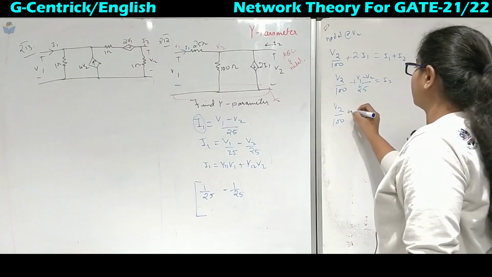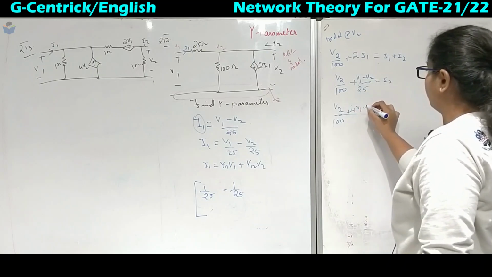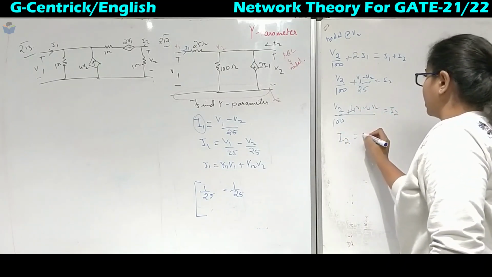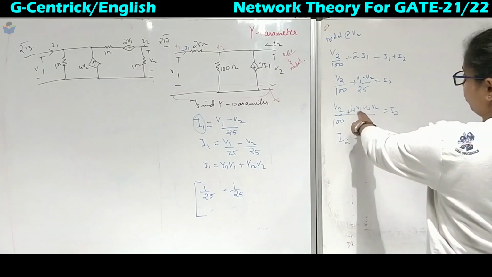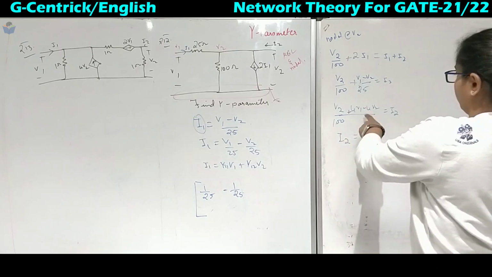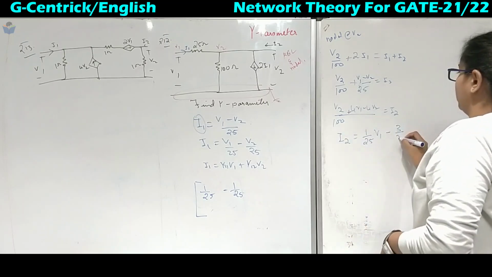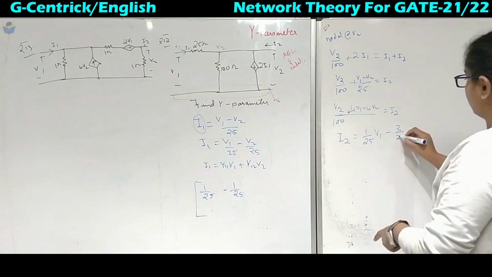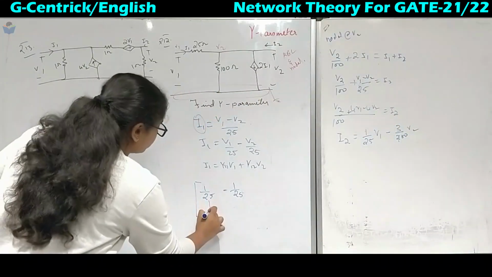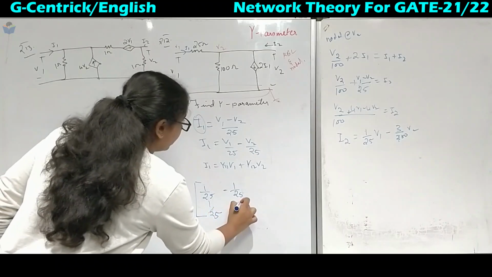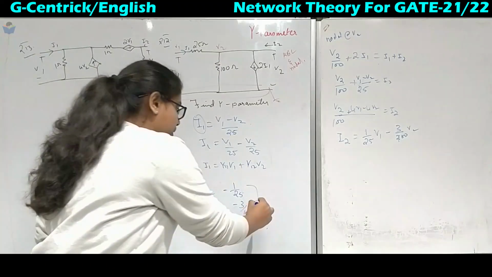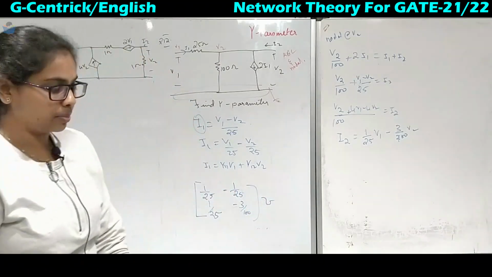So I will get it as plus 4V1 minus 4V2 equal to I2. So I2 I can write it as, okay, so this is 4V1, it means 1 over 25 V1 minus 3 over 100 V2. Okay, so this will be our final answer. This is 1 over 25, and this is minus 3 over 100. We got the admittance matrix and this will be in Siemens.